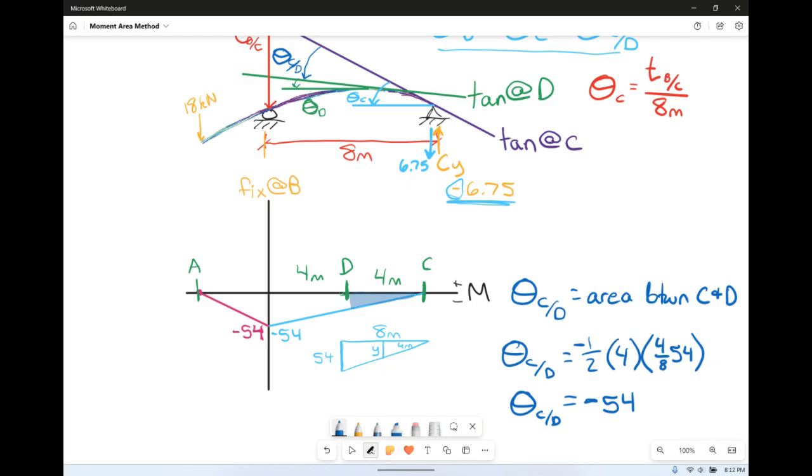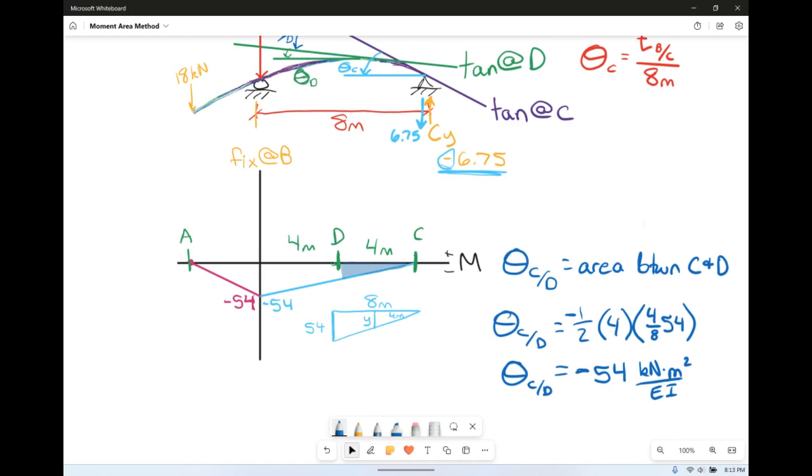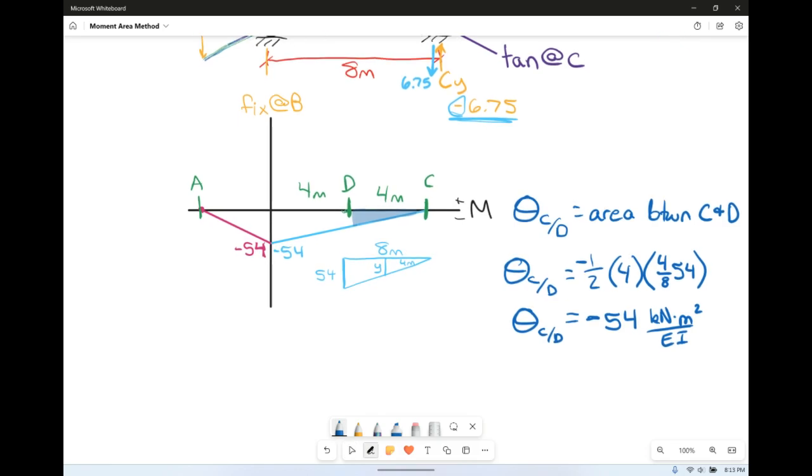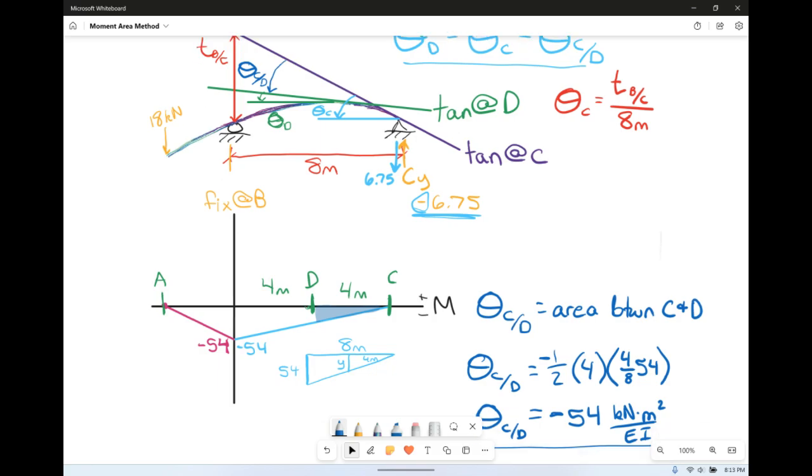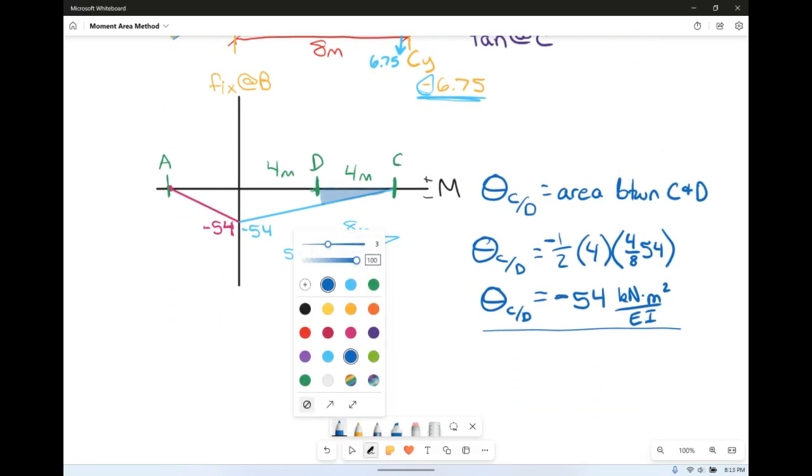Now again, this is all kilonewton meters squared over EI, which again, you can carry that stuff with you if you want, or you can just leave it off till the very end. I'm not going to cry if you do. So we have angle of C with respect to D. Next on our list, we need the vertical deviation of B with respect to C.